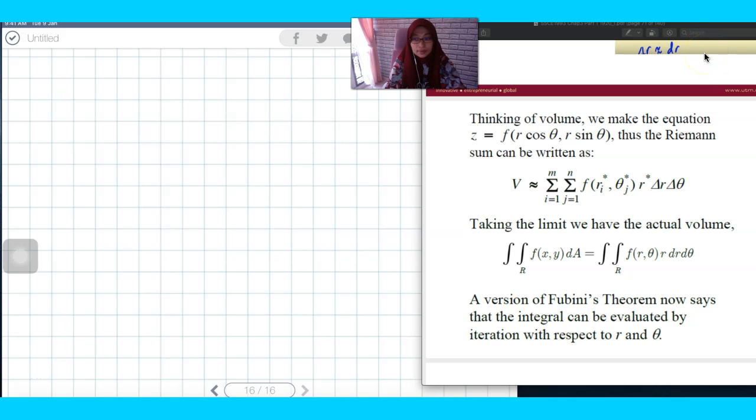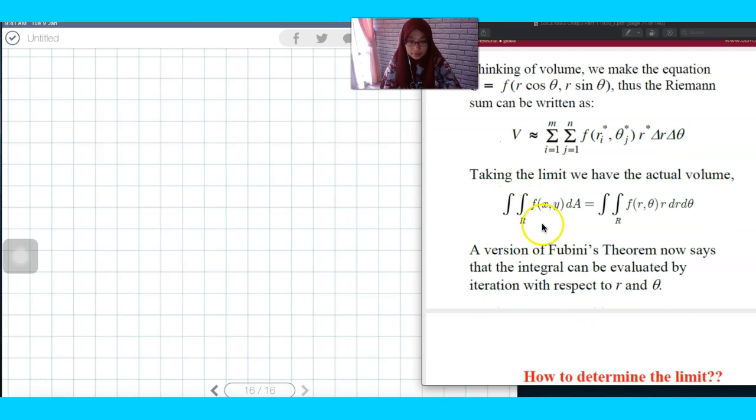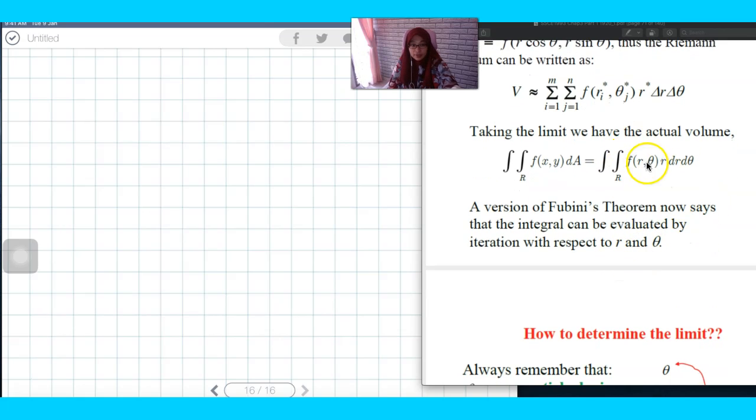Okay, so now the double integral using polar coordinate system. So this one is in the Cartesian coordinate system, and now we want to solve the given double integral in Cartesian using polar coordinate system, where the dA now is r dr d theta. Then how about the integration process?